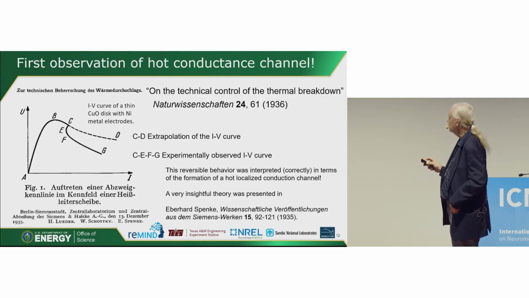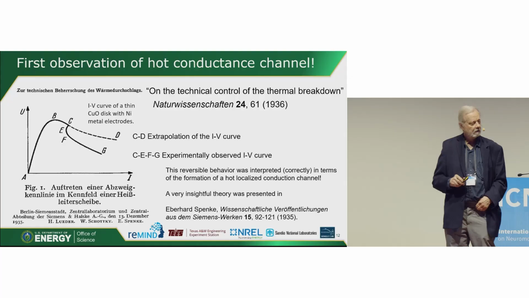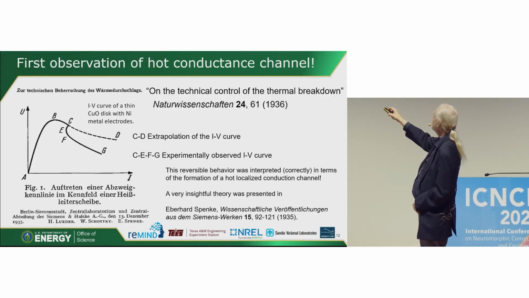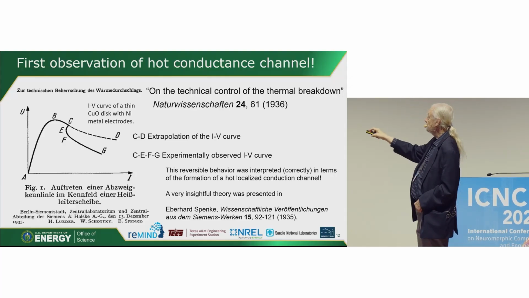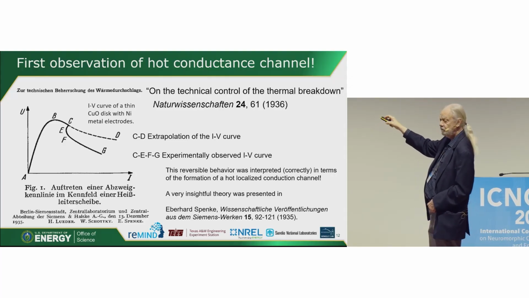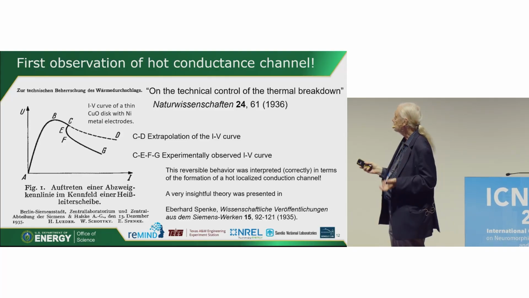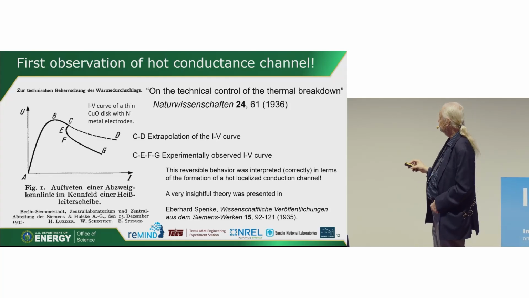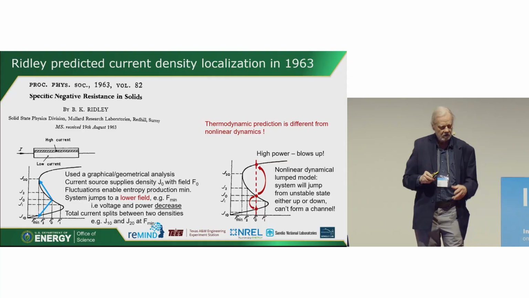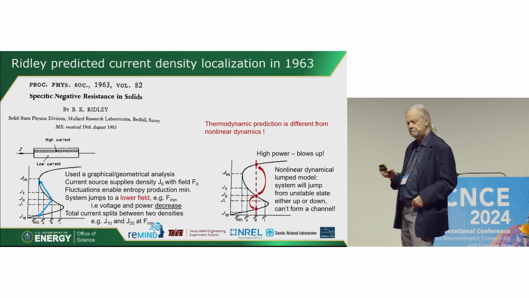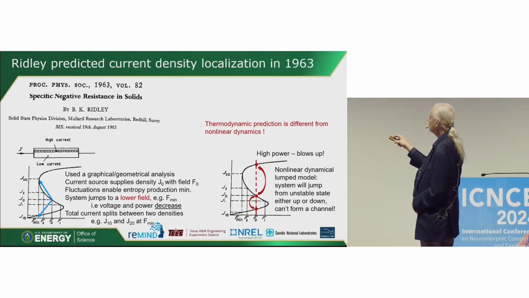And what's absolutely cool about this is that they had a very good theory for it. They were talking about the technical control of thermal breakdown. They were aware that this was not a result of thermal breakdown. This was a reversible transition caused by what I'll show you is entropy production minimization. This whole area of research just disappeared for nearly 30 years and was picked up again by Brian Ridley.